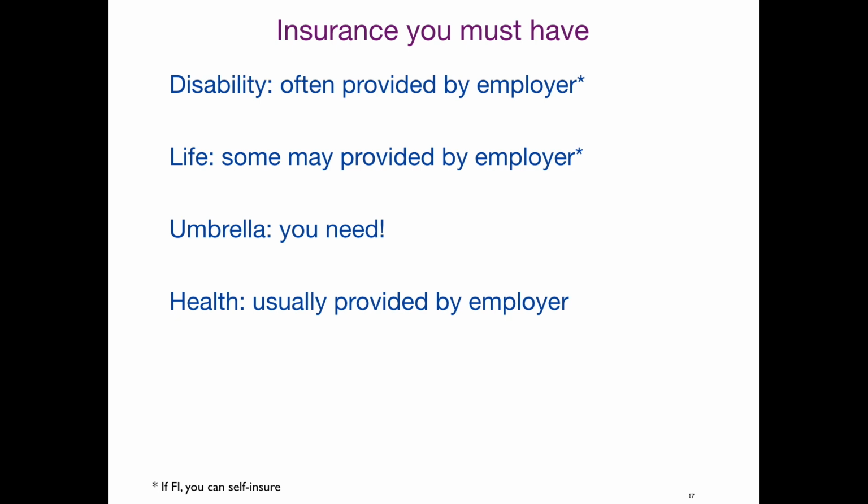Disability, really important. Disability is if you get sick or unable to work, you get money. In that case, you can't work anymore, so you can actually use the money, right? And that's probably a lot more important than life insurance for you if you don't have any dependents. Health insurance is usually provided by your employer. That's great. And umbrella insurance.